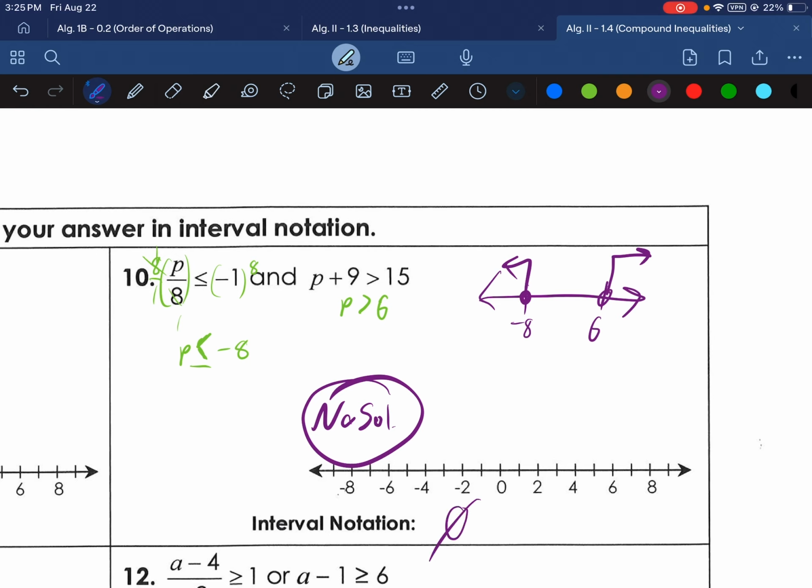In the interval, we can just put the empty set or the slash or the dash, or the n/a, the none, whatever you want to say there, that is getting the point across that there is no solution for there to be an interval for.